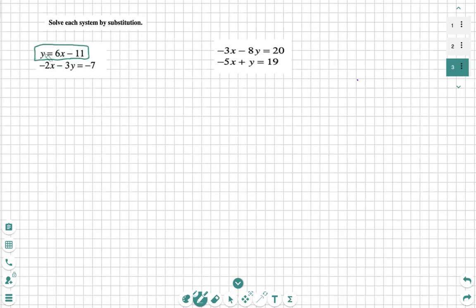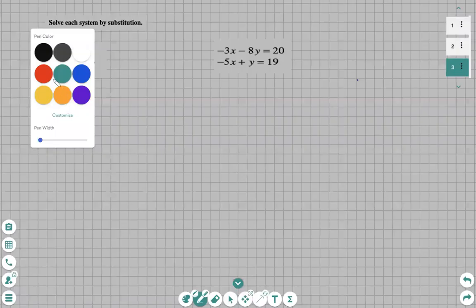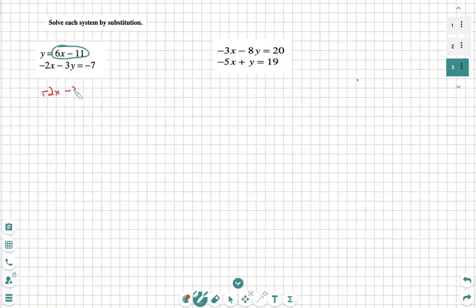Why? Well, y is equal to 6x minus 11, correct? That is what y is equal to. That means, as I rewrite the second equation here, for this y, I can replace that value because that is what y is equal to. And then all we're going to do is solve. Distribute your negative 3. And here we go. We see we have negative 20x plus 33 equals negative 7.